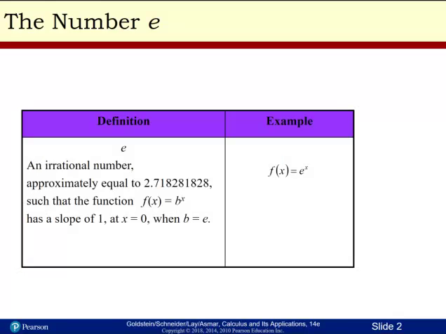So the number e, this is a naturally occurring number. It's an irrational number, approximately equal to 2.718281828. It continues on without a discernible pattern, although it looks like it has one here. It doesn't. Such that the function f of x equals b to the x has a slope of 1 at x equals 0 when b equals e. And the example of this is f of x equals e to the x.